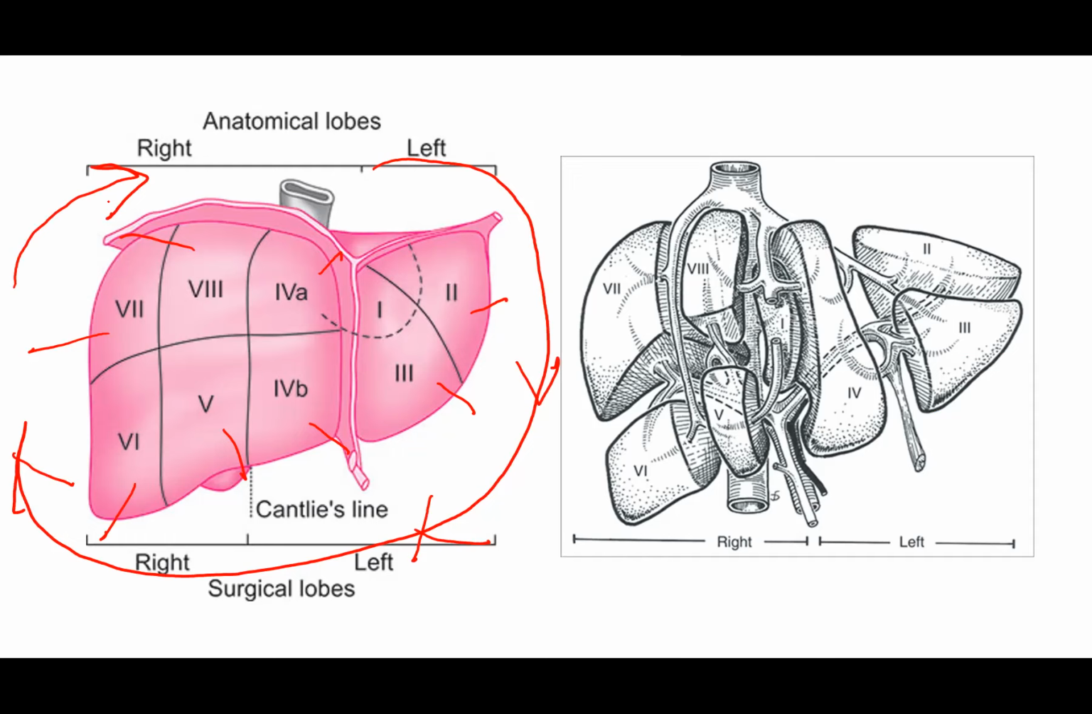Now, if you are asked the position of any segment, I believe if you have the mental picture, you know what segment they are talking about. If they say segment 4B is diseased, you know they are talking about the quadrate lobe. If they say segment 1 is diseased, you know they are talking about the caudate lobe. If they mention segment 2, 3, you know it is the superior left lateral, and so on.